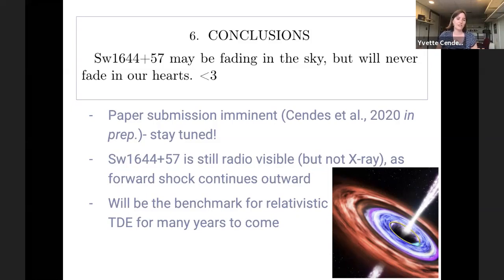As this forward shock continues outward, the emission is still there, but just decreasing over time. And it's still going to be a benchmark for relativistic TDEs for many years to come. So thanks very much, and I'll take any questions.